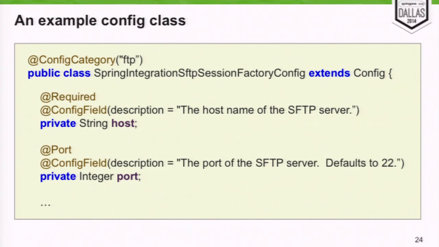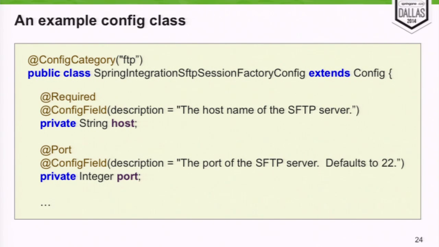The port, I believe, is a bean validator, one that I think is part of the Hibernate bean validators. But the config category and config field are annotations that we wrote to provide this data for this project. Yeah, that's a good question.